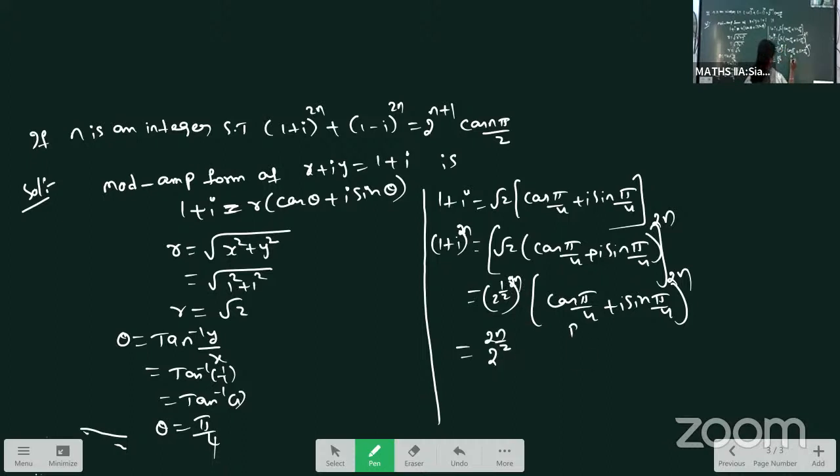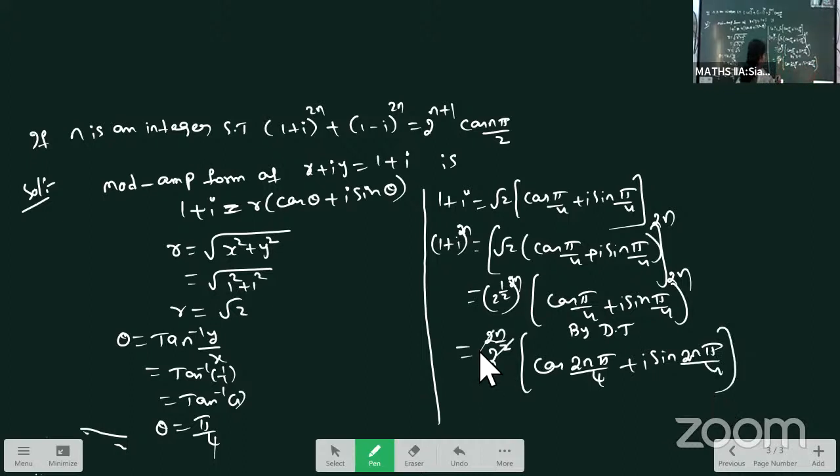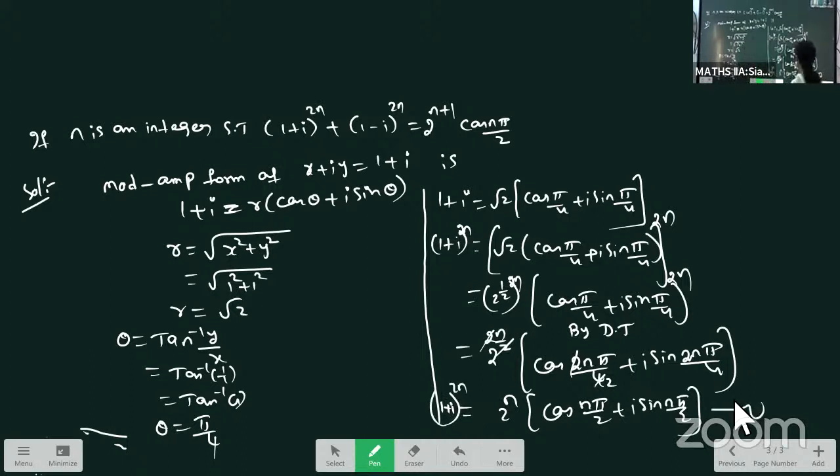So it means half of 2 to the power 2n by 2. If you apply de Moivre's theorem, this power becomes a multiple: cos 2n pi by 4 plus i sin 2n pi by 4. Here 2 and 2 get cancelled. So 2 to the power n into cos n pi by 2 plus i sin n pi by 2. This is the value of 1 plus i whole to the power 2n. Take this as equation 1.